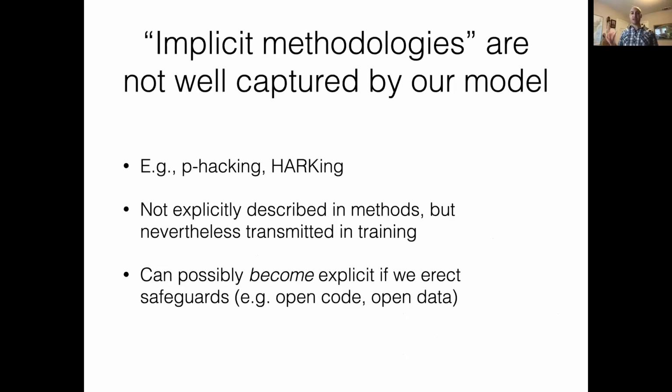I also want to say another limitation, which is that implicit methodologies are not well captured by the model. There are some methods which aren't part of the report of science. In psychology, you have things like p-hacking and HARKing, hypothesizing after the results are known, which are not explicitly described in the methods. They're just traditional norms of how science is done, but nobody puts them in the paper, though everyone kind of knows about them. These are really difficult to catch, because if you read outside your field, you don't necessarily know what's going on.